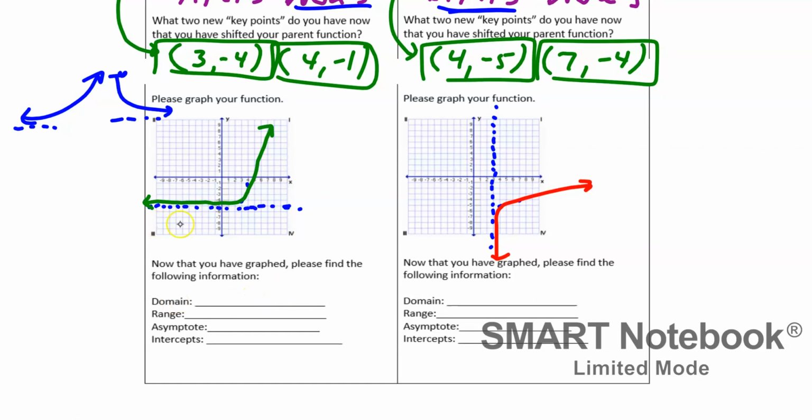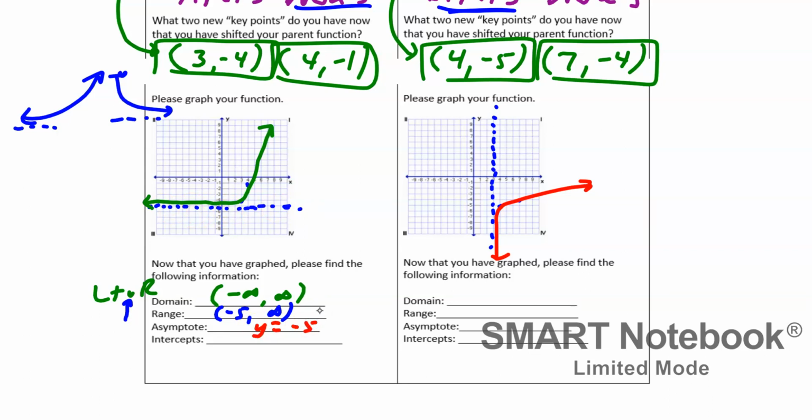The domain of this green function from left to right is negative to positive infinity. The range is from the bottommost value to the topmost value, so bottom to top. So the bottommost value is -5, not included. And then I go all the way up to infinity. The asymptote we already figured out is the line y = -5.